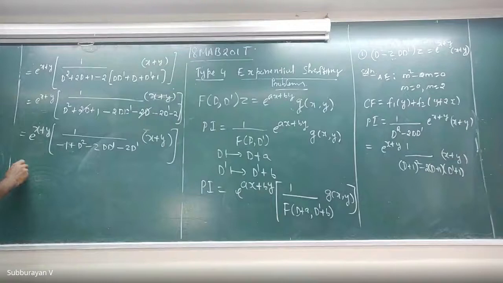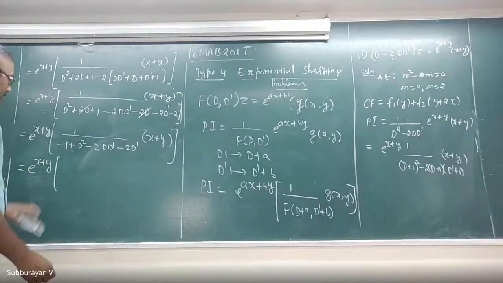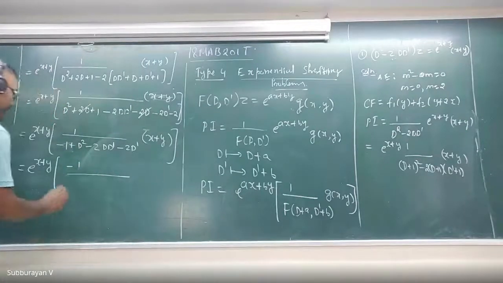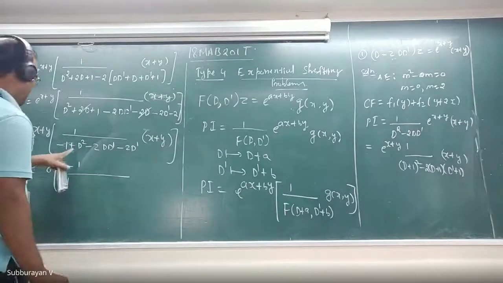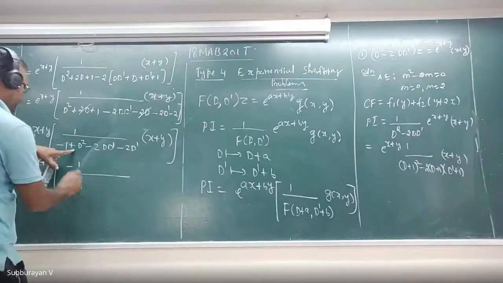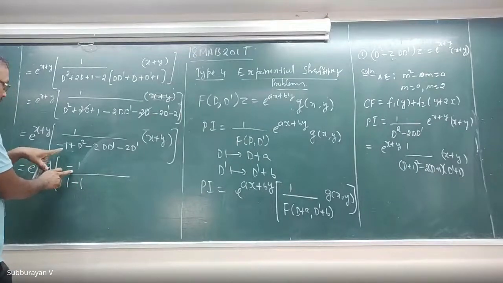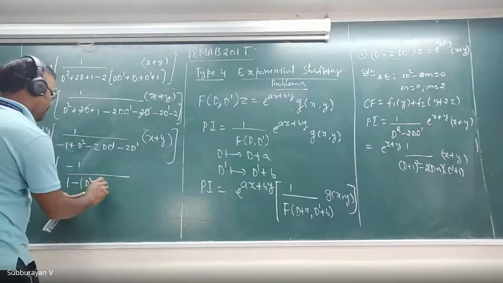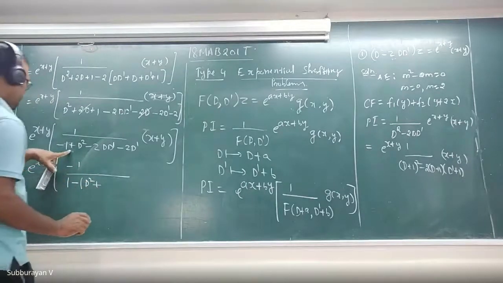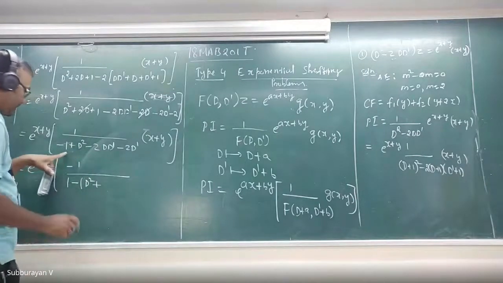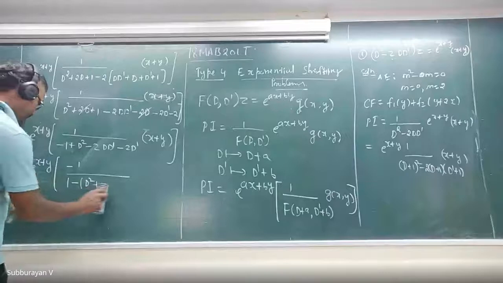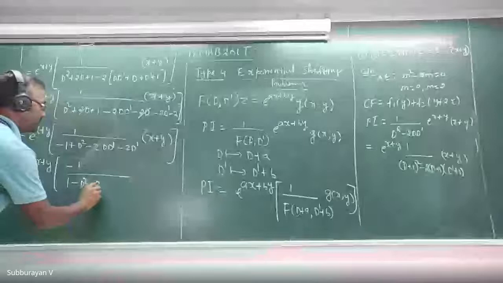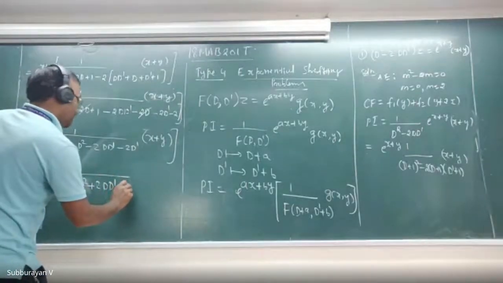So that is equal to e power x plus y into minus 1 divided by 1 minus of the rest of the things. Because I have taken minus 1, therefore 1 minus of D square plus, I just multiplied this with the negative 1, so therefore minus D square, minus D square plus 2D D dash plus 2D dash.